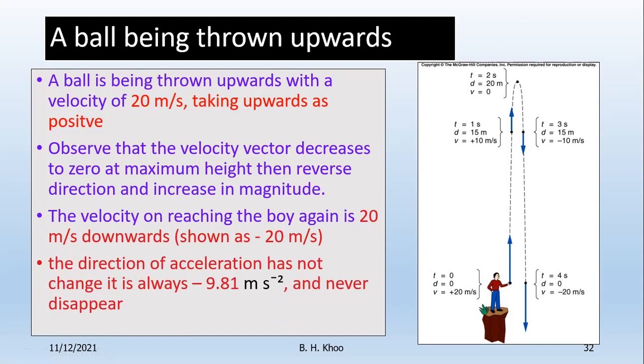Right? Remember, we choose upwards as positive, so acceleration is downwards. It's always downwards, never disappears. Even though velocity can be 0, acceleration is always there. So it's always downwards there. And wherever you draw, it's the same value. Up or down is the same, always negative.